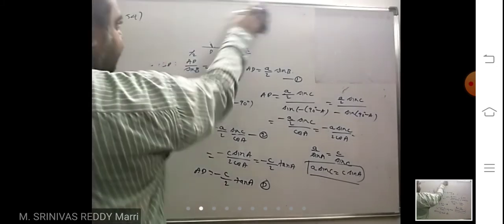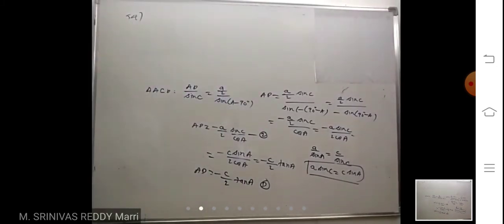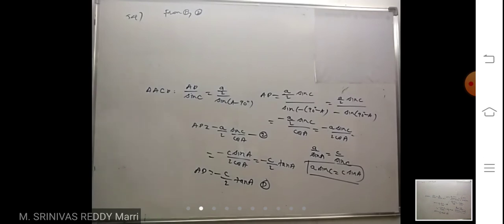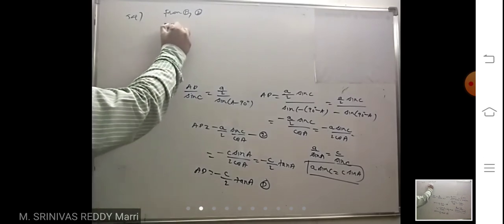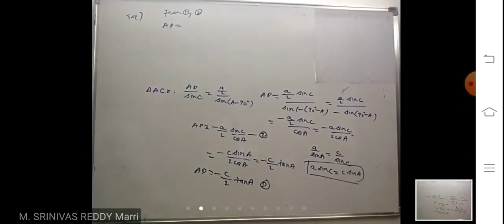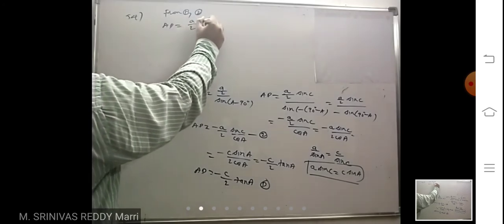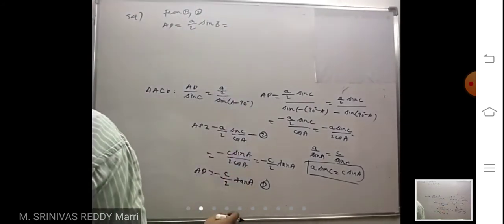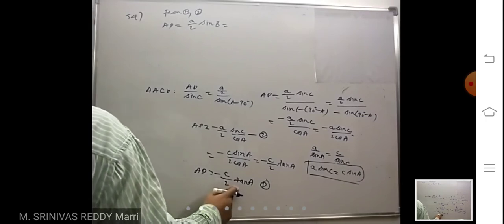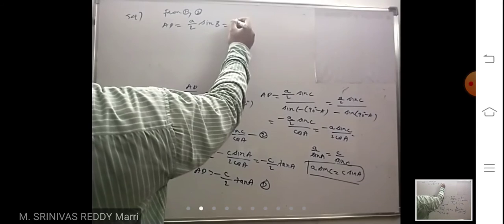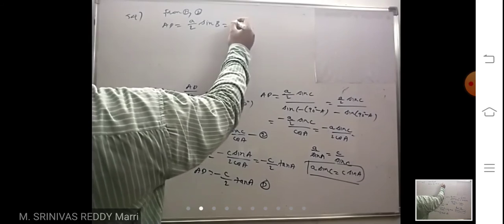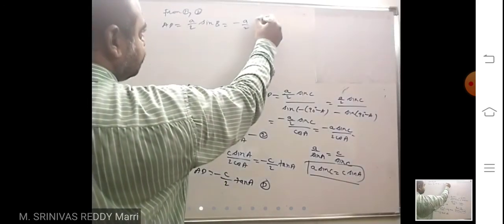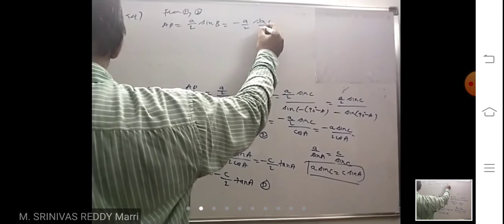From 1 and 2 I am equating, look at. From 1, 2, AD equals to, from the first equation you got A by 2 sin B. A by 2 sin B equals to, this you got minus C by 2 tan A. A by 2 sin B equals to, you got minus A by 2 into this one, sin C divided by cos A.